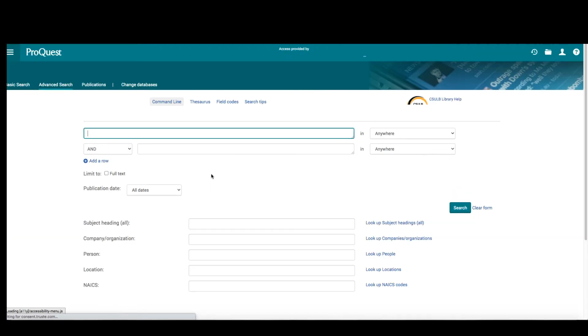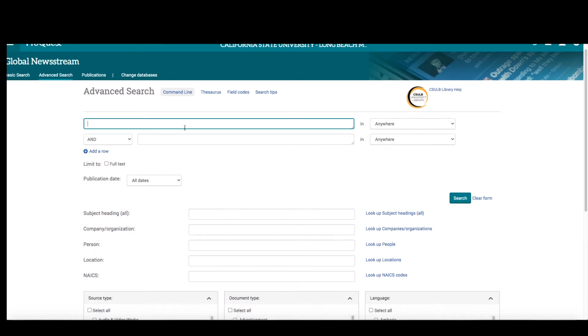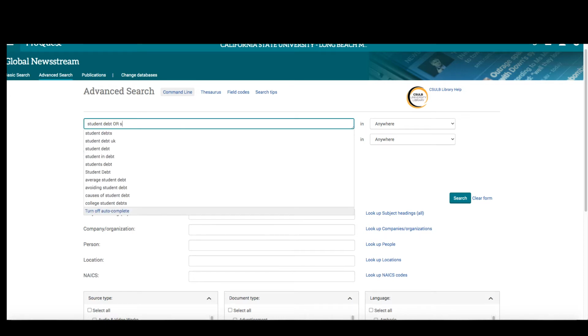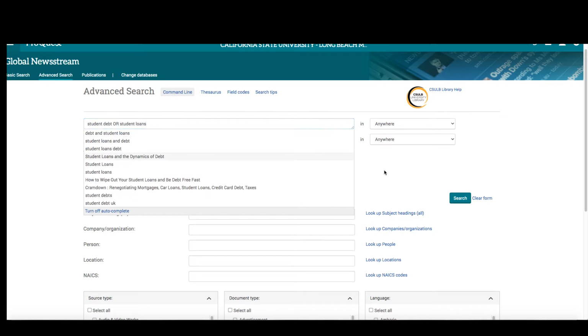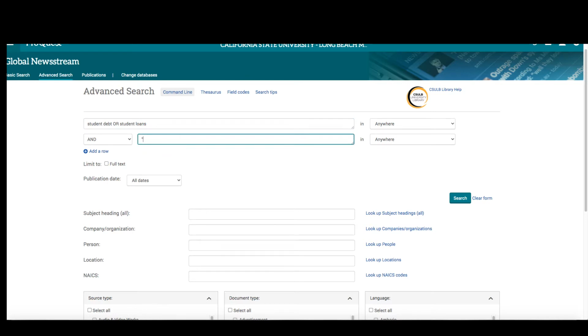And again, you'll have to log in. And it's a fairly straightforward database. We're going to try the same search terms that we did before. So we're going to try student debt or student loans. And because it's in its own box, we don't need to put the parentheses around it. And wealth inequality. And we found that wealth inequality worked well when we put it in quotation marks, which means keep that phrase together exactly as we have it. And then I'm going to click search.